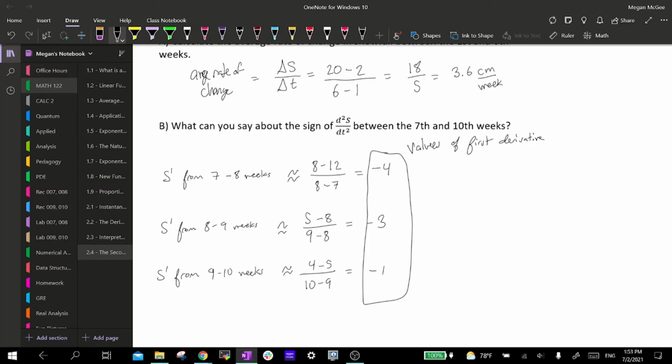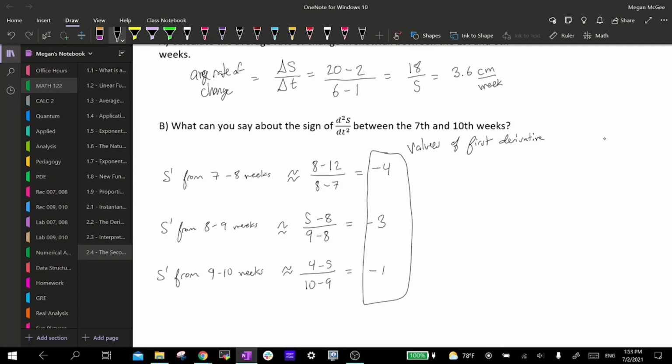So we are asked, what can we say about the sign of the second derivative? So again, the second derivative is telling us whether our first derivative is increasing or decreasing. Here we notice all of our values are negative, okay? However, they're getting more and more positive, right? We're going from negative 4 to negative 3, negative 1, maybe the next one would be 0, and then positive 1 if we kept going. So we are actually increasing.